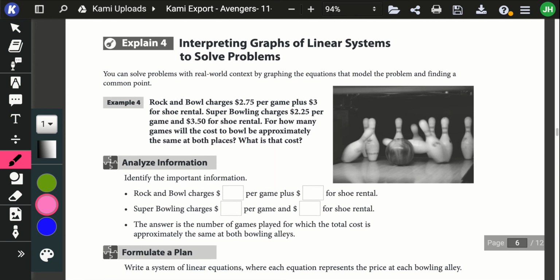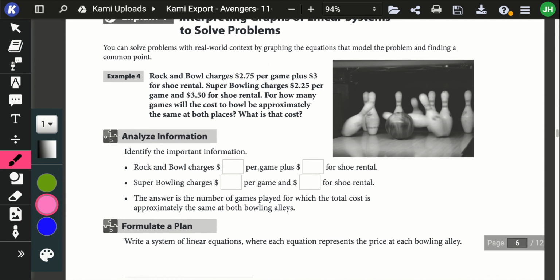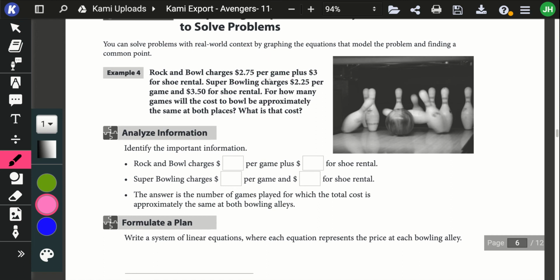All right, so the last part is, what do we do to interpret in a real world problem? You can solve real world problems with real world context by graphing equations. So let's look at this one. There are 2 bowling alleys. Rock and Bowl charges $2.75 per game plus $3 for shoe rental. Super Bowling charges $2.25 per game plus $3.50 for shoe rental.